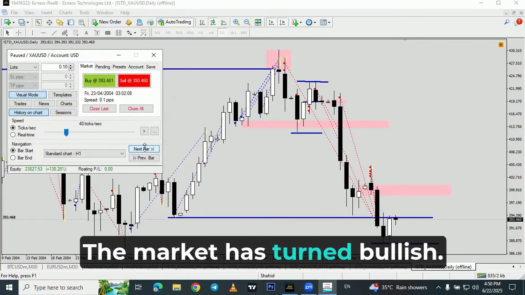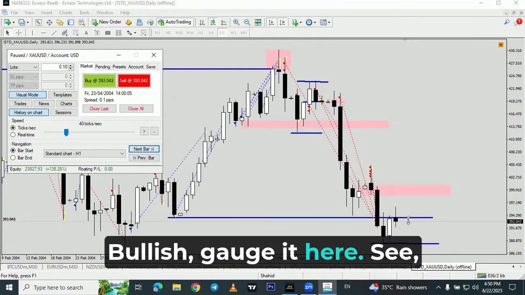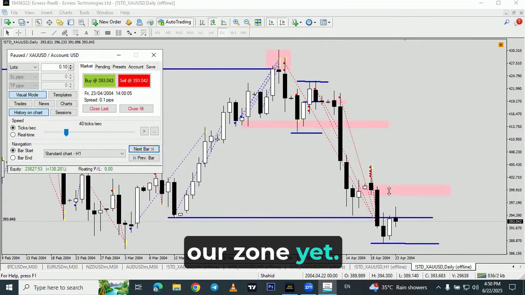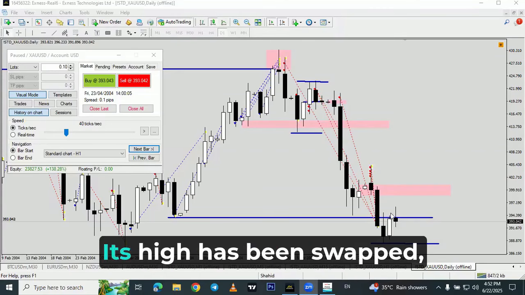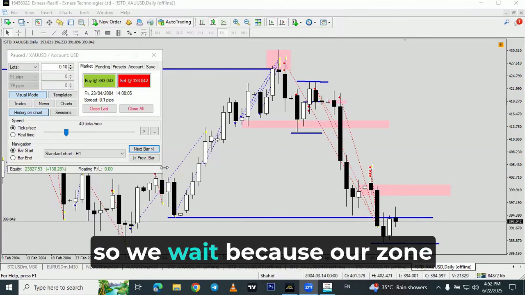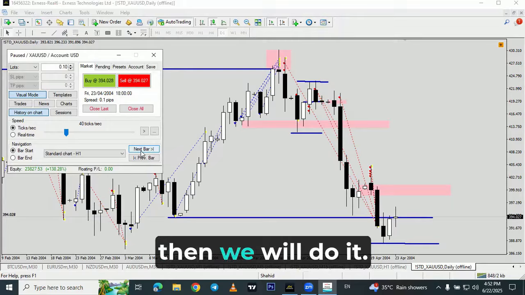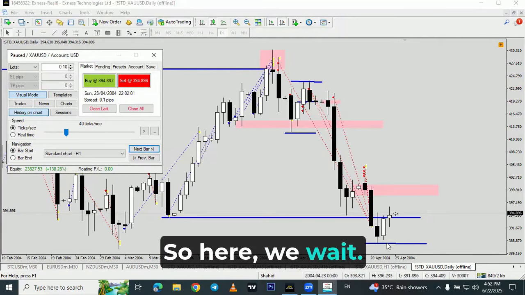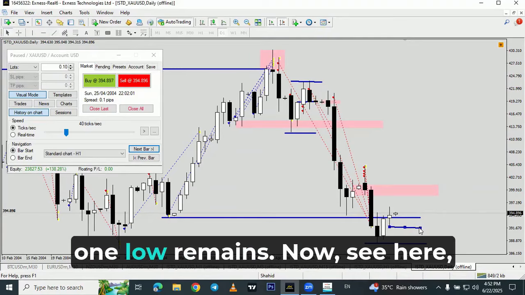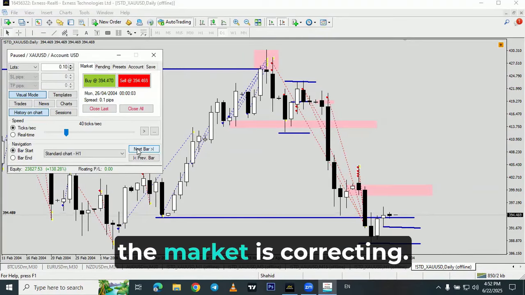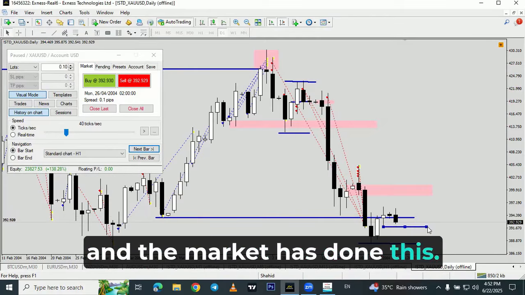The market has turned bullish. Gauge it here. See, it hasn't tapped into our zone yet. Here, its high has been swapped, so we wait because our zone is lying above. Otherwise, if engulfing forms here, then we will do it. So here we wait. What happened in the market is that the high has been swapped. So now this one low remains. Now see here, the market is correcting. See here, the market has started correcting and the market has done this.